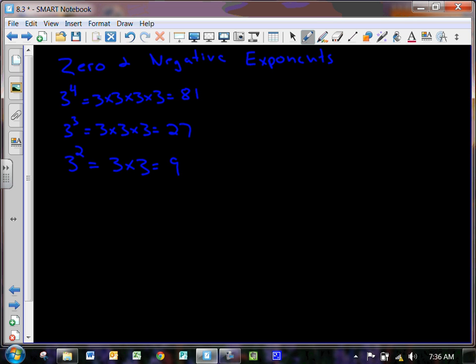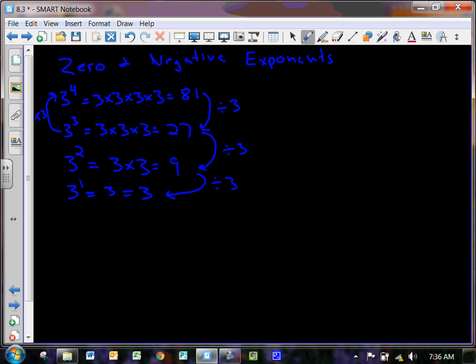So to go from each of these, from 81 to 27, you don't multiply down, you're actually dividing by 3 each time. Because you're multiplying by 3 to go this direction, you have to divide by 3 in that direction. So going down one step farther would be dividing by 3 again. So 27 divided by 3 is 9. 3 to the first is just equal to 3. So we're dividing by 3 again.